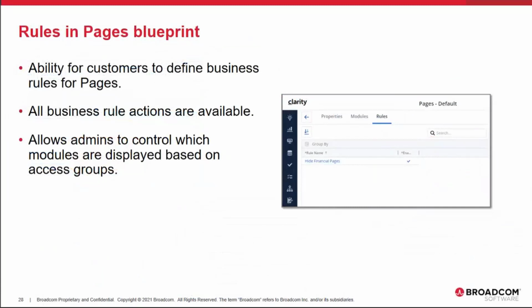Starting this release, you can now define business rules for pages. If you remember, Pages was a functionality introduced a few releases ago where Pages allowed you to define multiple channels to either Clarity or other parts of Clarity or external applications. Customers had provided us feedback that they want to create a single page instance, and within that page instance, they would define multiple channels, but they want those channels to be displayed based on certain conditions such as access rights. Well, now using blueprints, you can meet that specific requirement.